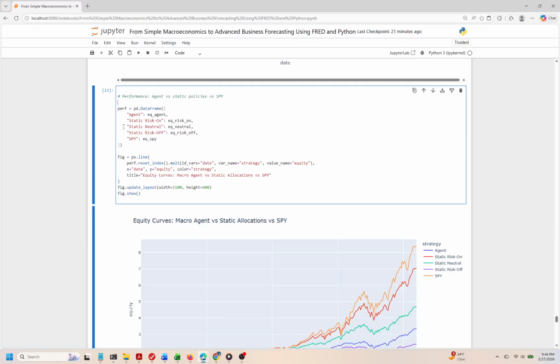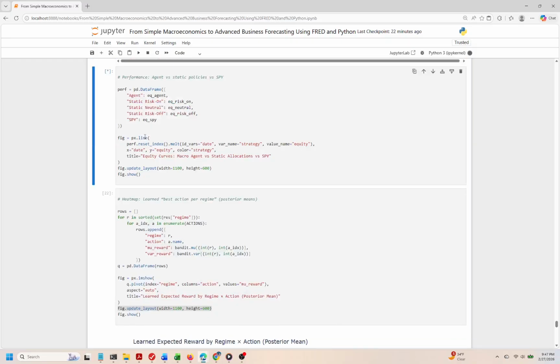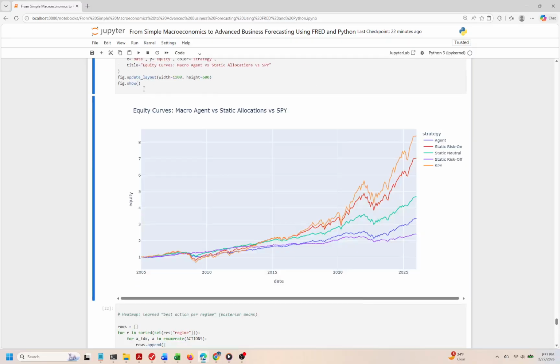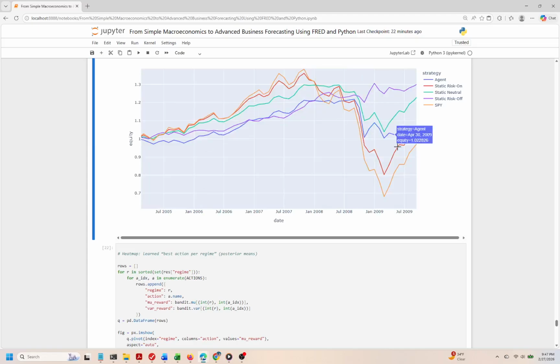Next, we use Plotly Express to create a line plot that visualizes these performance metrics over time. The reset index method is employed here to ensure that the dates are preserved and correctly formatted for plotting. By melting the data frame, we're reshaping the data so that it can be visualized in a way that highlights the variations in equity curves across our strategies. Each strategy will have its own line on the graph, providing a clear visual representation of how each performed relative to the others over the same time frame.